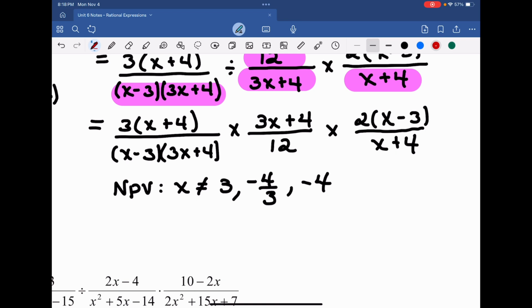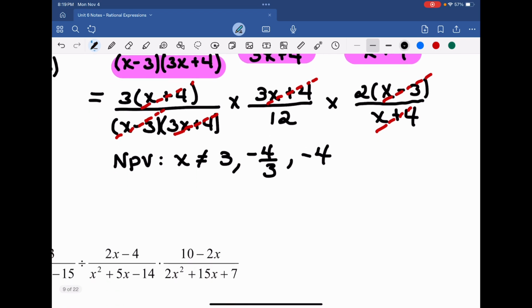Lastly, let's do all our cancellations here. So we're going to take away the x minus 3, because we see it occurring on a couple terms. x minus 3, x minus 3. We see x plus 4 and x plus 4 here. We see 3x plus 4 and 3x plus 4 here. So that wipes away this. Now what we have in the numerator is 3 times 2, which is 6, divided by 12. And 6 divided by 12 simply reduces down to 1/2.